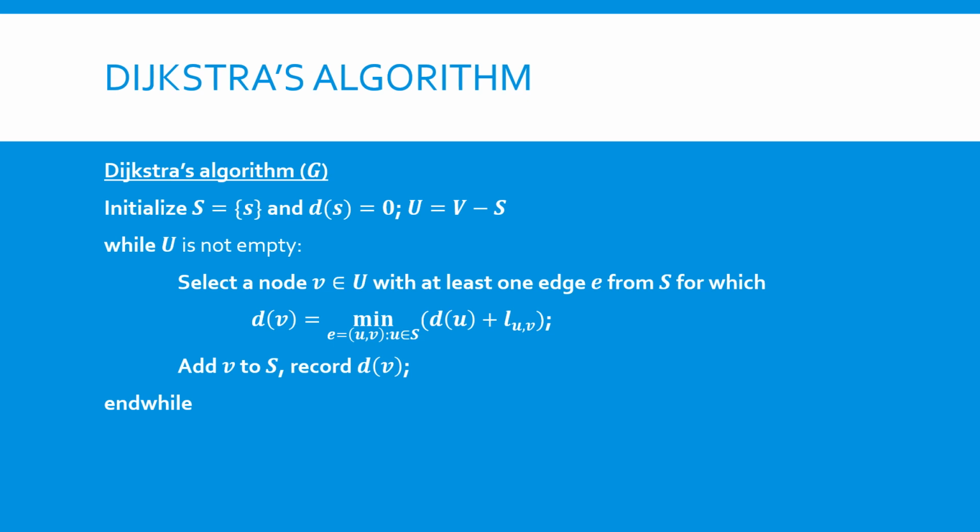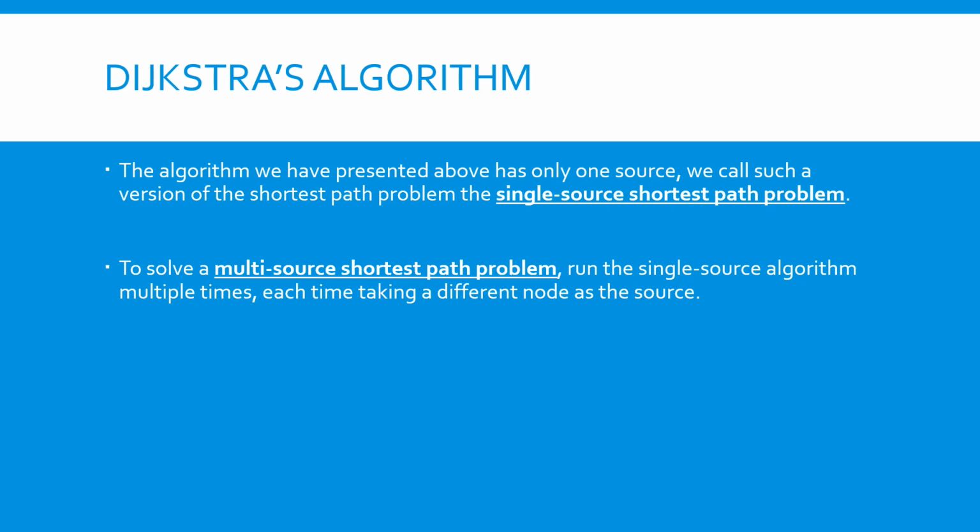We summarize Dijkstra's algorithm as pseudocode here. You are encouraged to revisit the example introduced earlier to match the steps with the pseudocode. Note that the shortest path problem discussed here contains only one source. Therefore, we call this problem the single source shortest path problem. On the other hand, we also have the multi-source shortest path problem. To solve it, we run the algorithm on each source node.